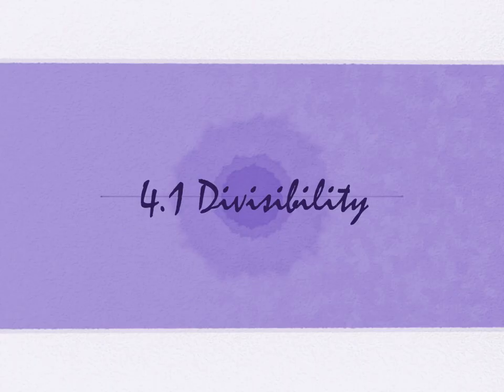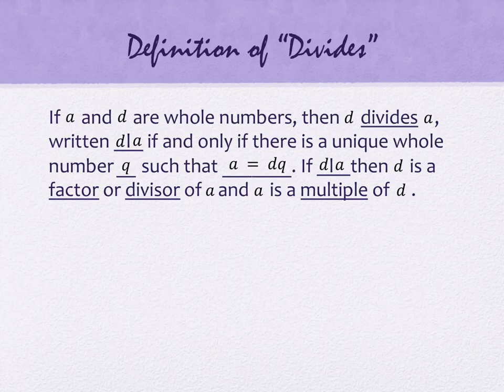Section 4.1 actually has the title divisibility, and the first thing we need to talk about is what we actually mean when we say divides, like from a definition standpoint. All right, so if A and B are whole numbers, then we say that D divides A. It is written as a vertical bar, D divides A. We read it from left to right. If and only if there is a unique whole number Q such that A is equal to DQ.